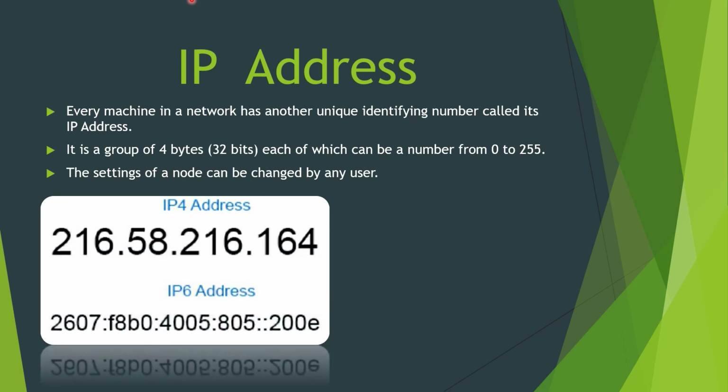Here you can see these are the two versions of IP addresses. First is IPv4 address and second is IPv6 address. As the number of nodes increased, the IPv4 address version needed to be upgraded. So a new version came, that is IPv6 address. This is the example of an IPv4 address and this is the example of an IPv6 address.